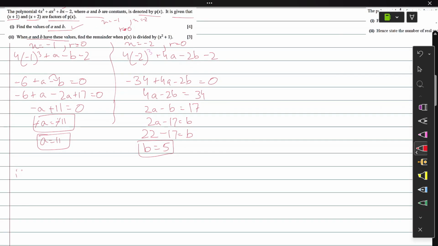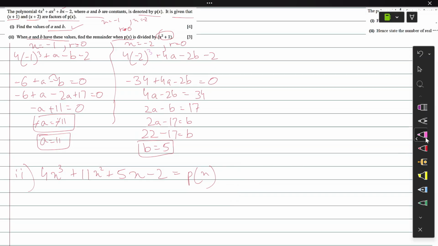Okay. So part 2 states: for these values of a and b, 4x cubed plus 11x squared plus 5x minus 2, and that's that. This is your p of x. For these values, find the remainder when p of x is divided by x squared plus 1.